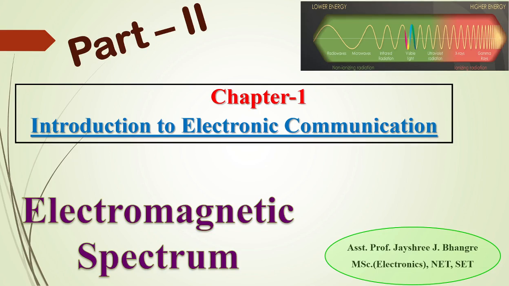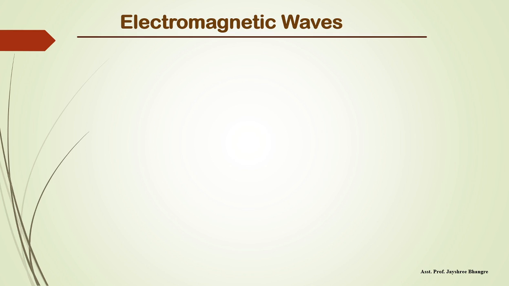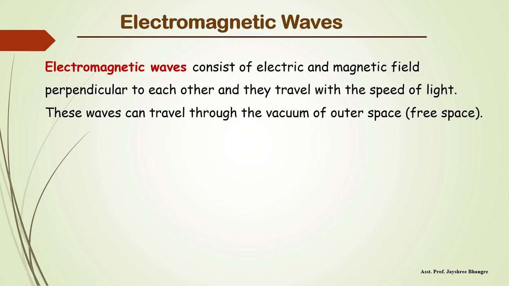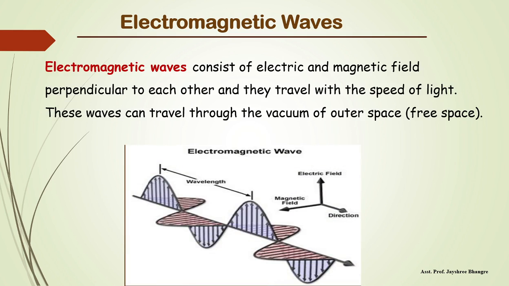Hello everyone, this is part 2 of chapter 1, Introduction to Electronic Communication, that is the electromagnetic spectrum. Electromagnetic waves consist of electric and magnetic fields perpendicular to each other, and they travel with the speed of light. So these waves can travel through the vacuum of outer space or free space.